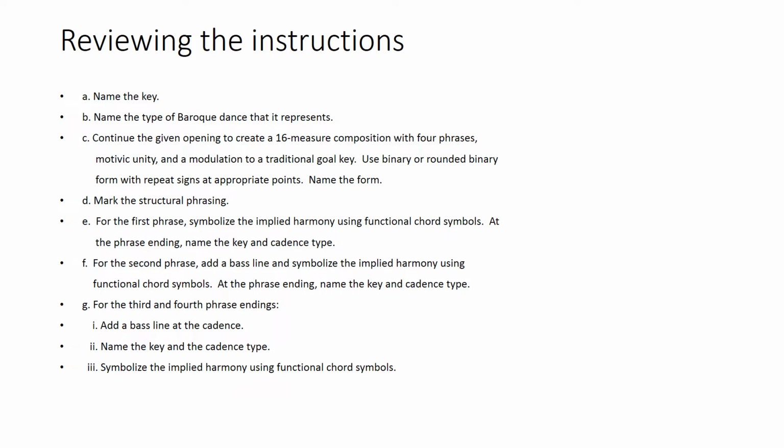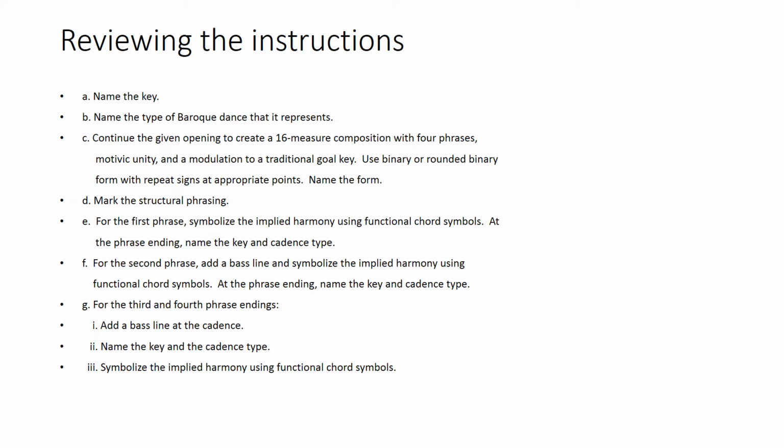For the first phrase, symbolize the implied harmony using functional chord symbols. At the phrase ending, name the key and cadence type. We do want all inversions included, not just a sketch of what is happening with Roman numbers. For the second phrase, you must add a bass line and symbolize the implied harmony using functional chord symbols.